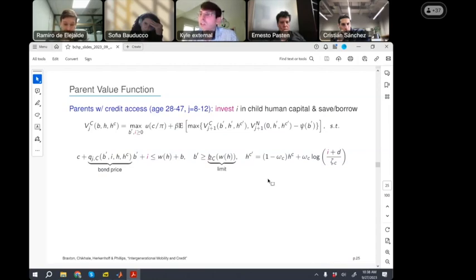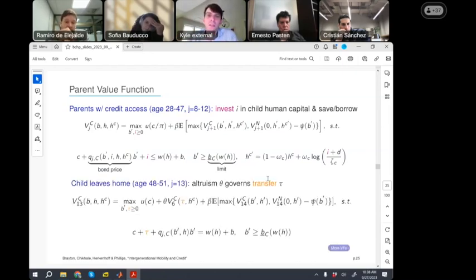This is a lot of notation, but it's purely with defaultable debt and an investment choice in the children. When the child leaves home, this is the last interesting stage of the Bellman, where you choose to transfer to the child. You have some altruism parameter theta, and then that's the value function of the child.